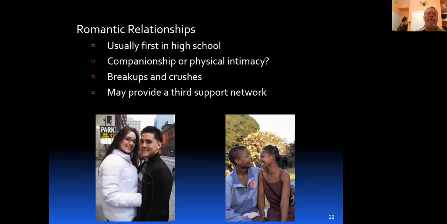Now that said, the first real romantic relationships for most people are going to occur when they're getting into high school. So a lot of people look at those relationships and they say, oh, well, it's all about physical intimacy and sex and all that sort of thing. Or is it maybe, though, more about companionship? In fact, the research seems to suggest that companionship is a very strong motivator of romantic relationships at that age. These romantic relationships then are something that the adolescent now has to learn how to manage. So they may experience their first breakup with their romantic partner.